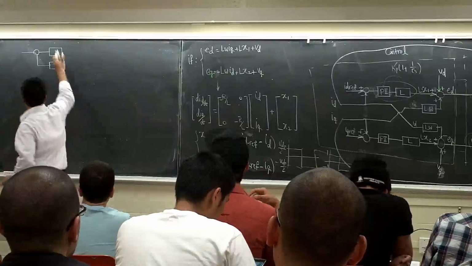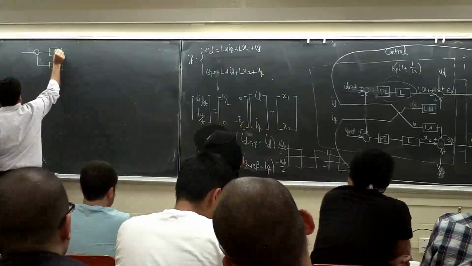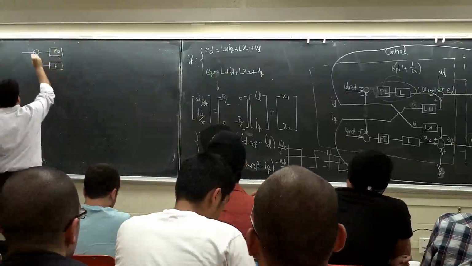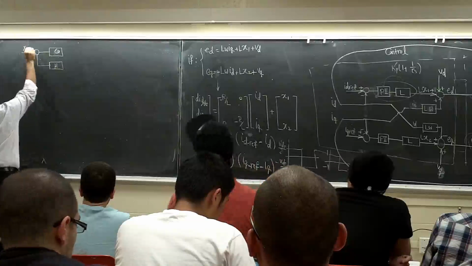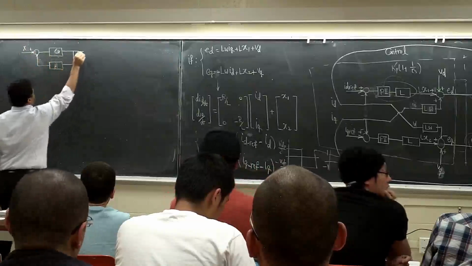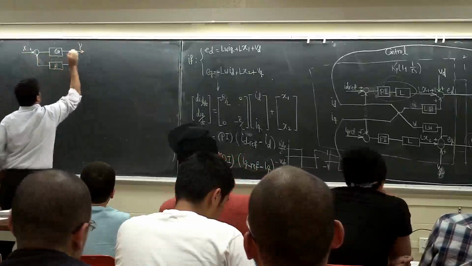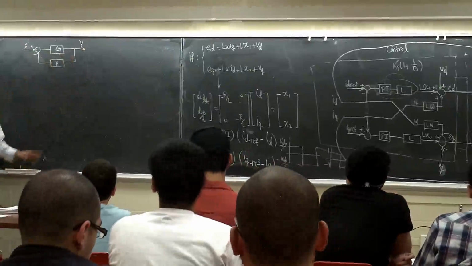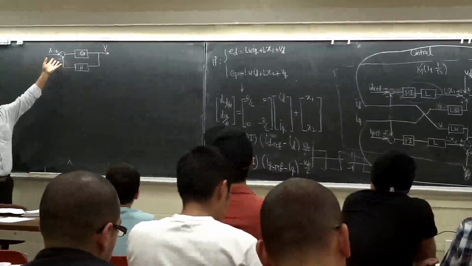G and H. G is the forward block and H is the feedback, X is the input and Y is the output. This is the feedback system. This is the control system. You know what I'm saying?